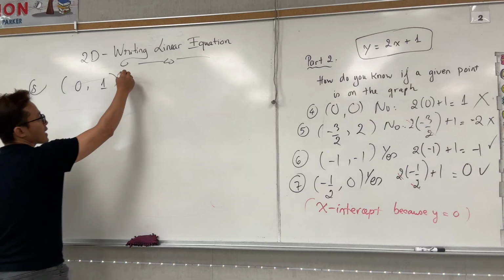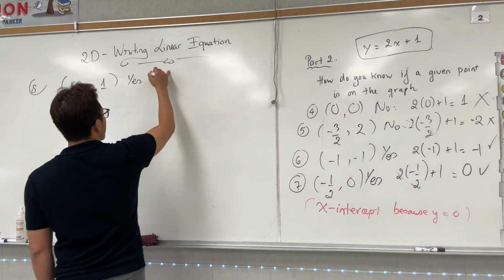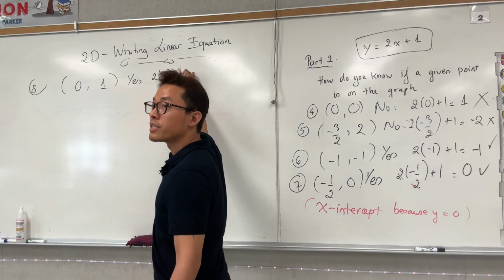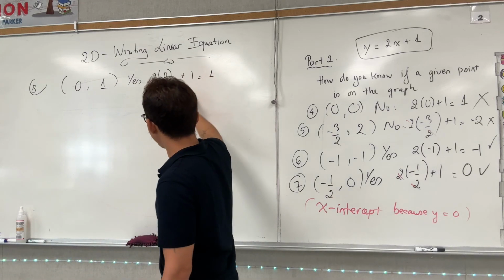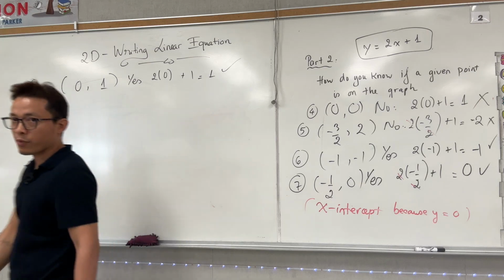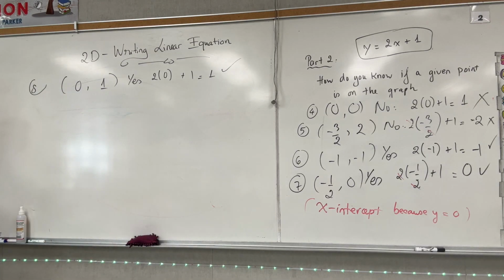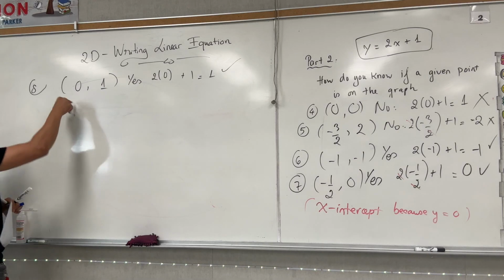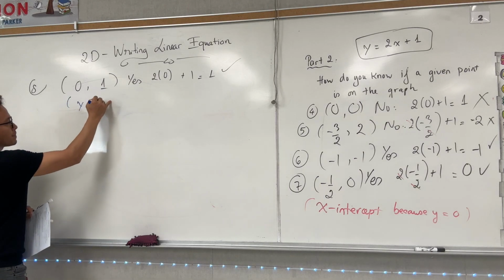Yes. Let's check. So 2 times 0 is 0 plus 1 is 1. Very good. So that's matching? Yes. Let's give William 1 point. Now, William, is there anything special about this point? Y-intercept. Very good. Because x is 0, so it's the y-intercept.